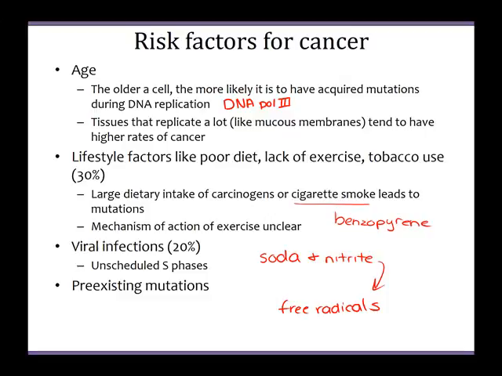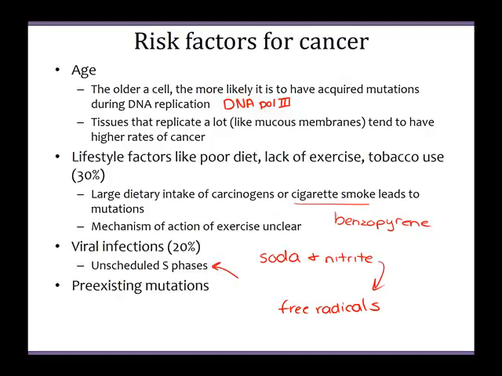Viral infections probably account for about 20% of cancer cases, and we had mentioned those unscheduled S phases. A lot of viruses will trigger cells to divide to take advantage of the cell replication machinery. Remember, viruses can't divide by themselves. They have to hijack cells' own DNA polymerases and RNA polymerases and ribosomes, so they force a cell to undergo S phase and produce these enzymes. And we call that an unscheduled S phase.